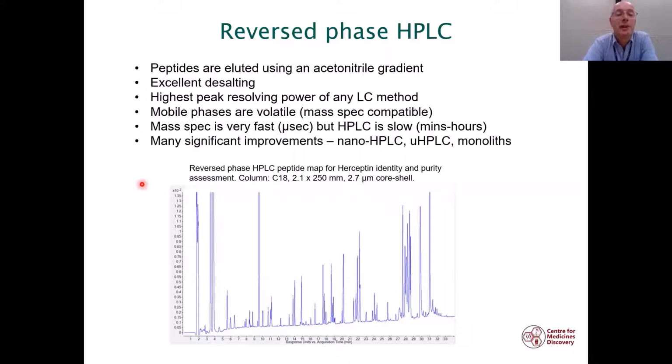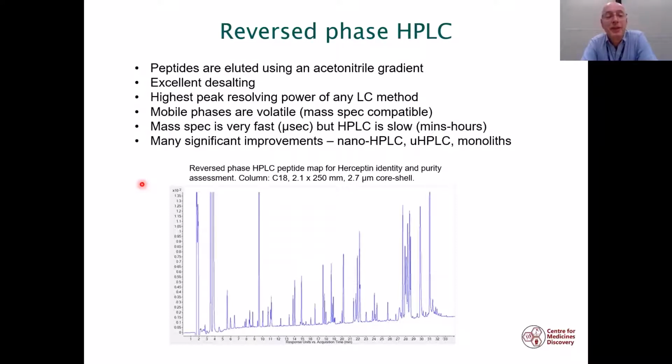There are two mobile phases because we generate a gradient, and both of those mobile phases are volatile. And that's important because they're going to be fed into the mass spectrometer. They need to be mass spec compatible. That's not the case for all LC buffers. For example, if you're doing ion exchange, the buffers are not mass spec compatible.